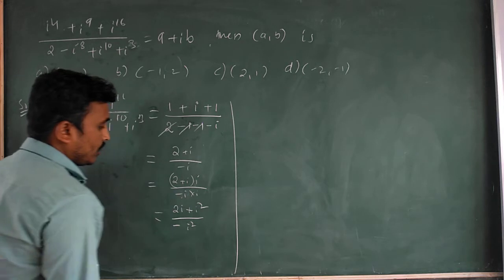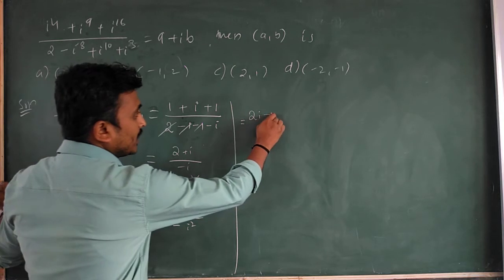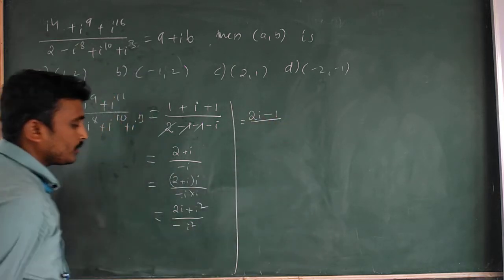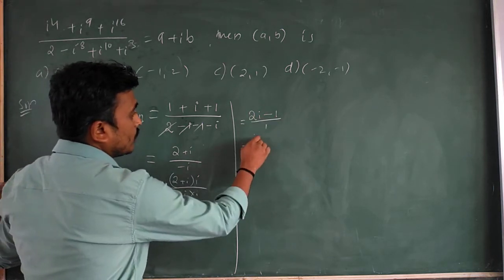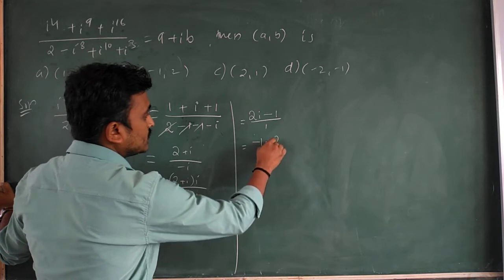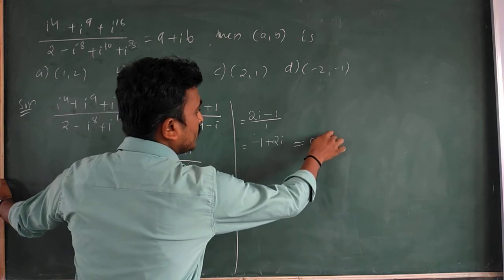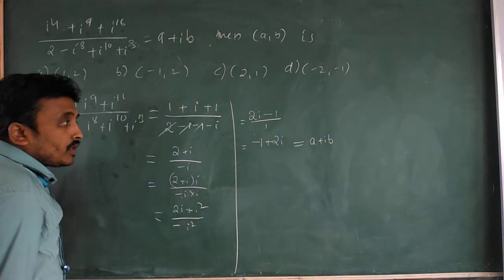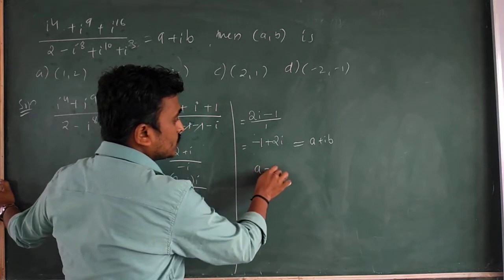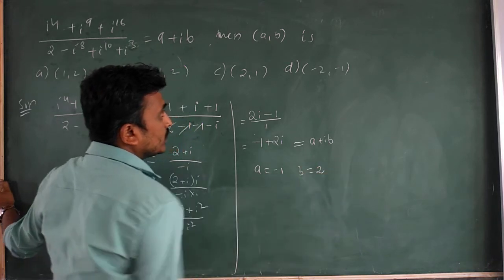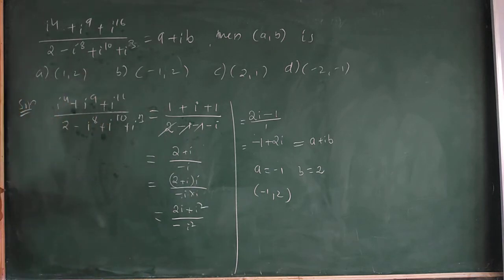Okay, now 2i. i square is minus 1, divided by minus i square, which is 1. So therefore this can be written as minus 1 plus 2i. This is in the form of a plus ib. Equating the real part and the imaginary part, you get a equals minus 1 and b equals 2. So therefore the ordered pair is minus 1 comma 2. Option B.